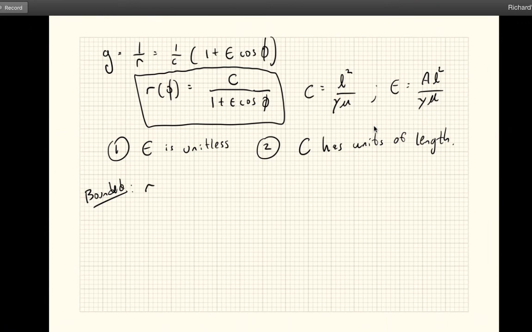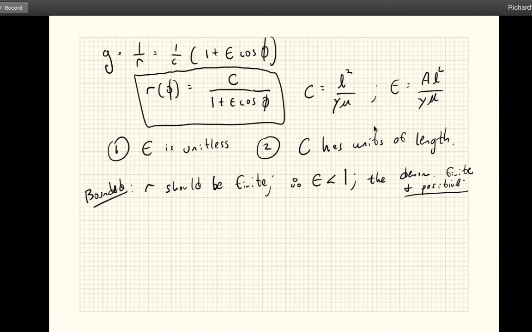R should be finite. Okay, therefore we should have epsilon less than 1, because then the denominator is finite and positive.